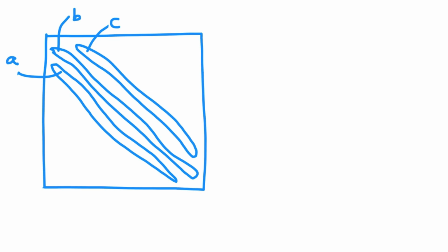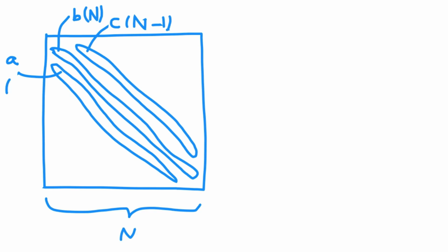And these have different sizes. So if the matrix is of size n, then B is of size n, and C will be n minus 1, and A will be n minus 1. I hope I'm remembering this correctly. So that's our matrix A.